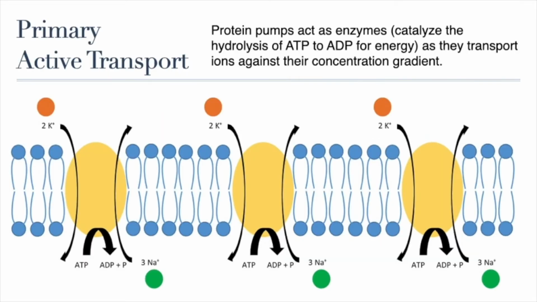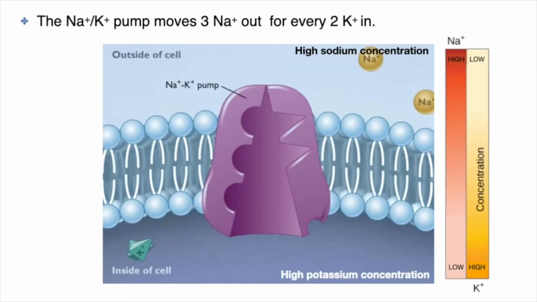The sodium-potassium pump is actually a very important transport protein that is involved in a form of active transport called primary active transport. In this type of active transport, protein pumps act as enzymes, catalyzing the conversion of ATP into ADP, which releases the energy needed to transport ions against their concentration gradient. The sodium-potassium pump works like this.